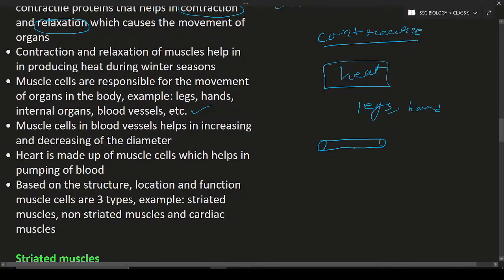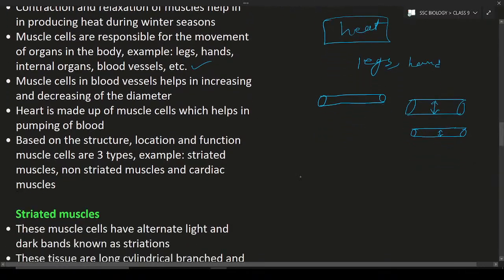These muscles help in increasing and decreasing the diameter. Let us consider this is the diameter of the blood vessel. If the muscle cells contract, the diameter is going to decrease. How can you see the diameter? Here is a larger diameter, here is a smaller diameter. It means the diameter can be increased or decreased because of the muscle cells present in the blood vessels, okay.